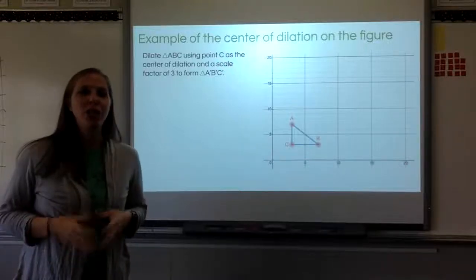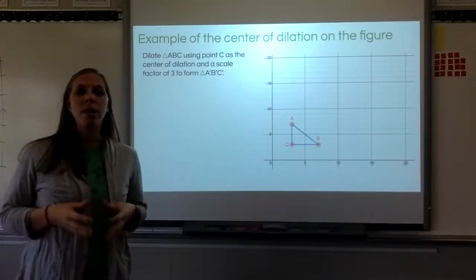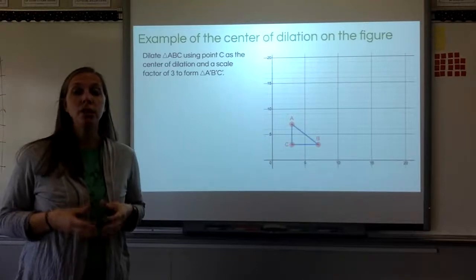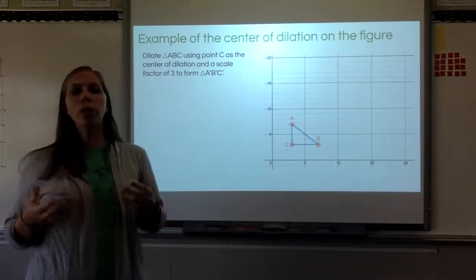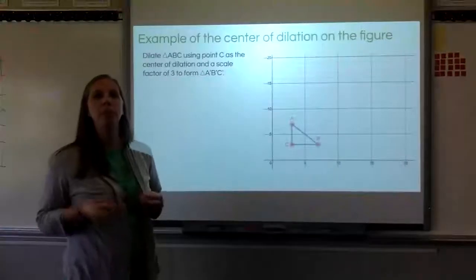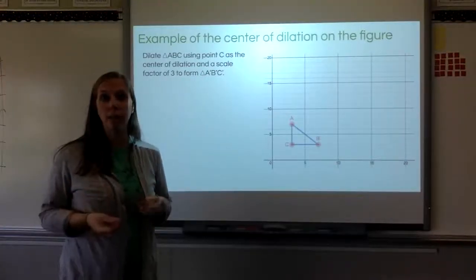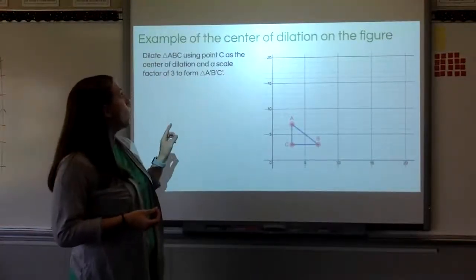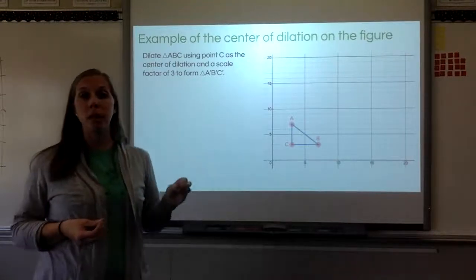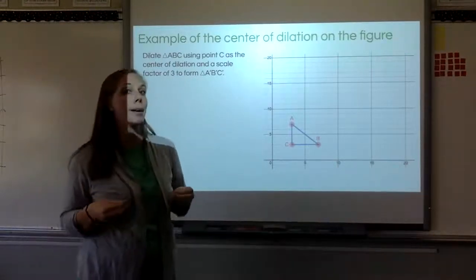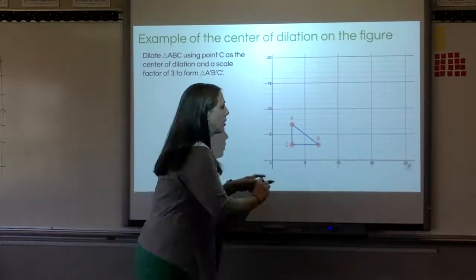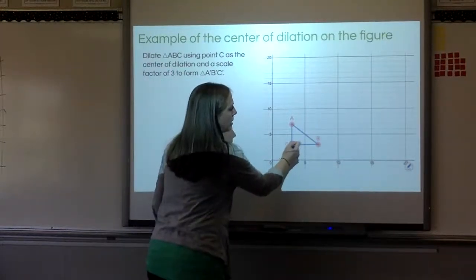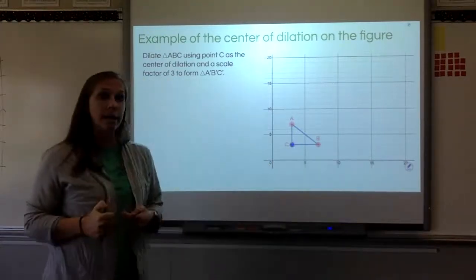Okay, mathematician, there are a few ways that we can dilate a figure if the center of dilation is not the origin. So we're going to start with the center of dilation being on the figure itself. So in this example, point C is going to be our center of dilation. So point C is not going to move. So when I'm thinking about this figure, I can consider that point C stays exactly where it is.